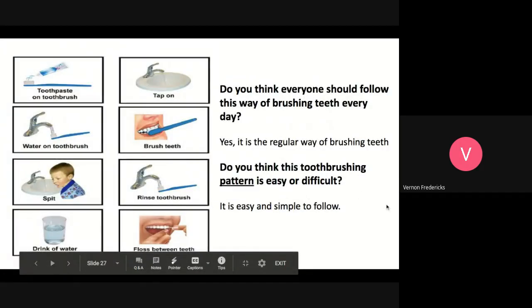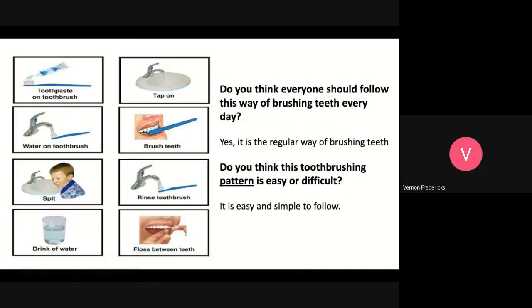Okay, the word is pattern. How do we brush our teeth in the mornings or in the evenings? Number one, toothpaste on toothbrush, tap on, water on toothbrush, brush teeth, spit, rinse toothbrush, drink of water, and floss between your teeth. Do you think everyone should follow this way of brushing teeth every day? Yes, it is the regular way of brushing teeth. Is this toothbrushing pattern easy or difficult? It is easy and simple to follow.